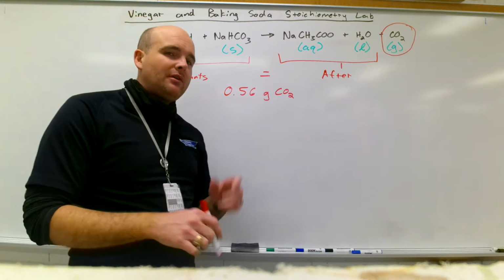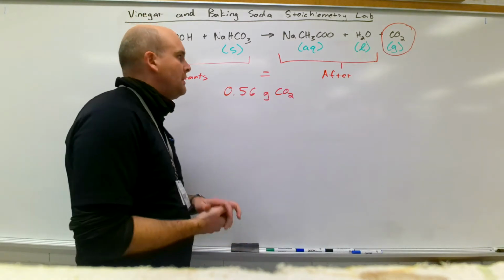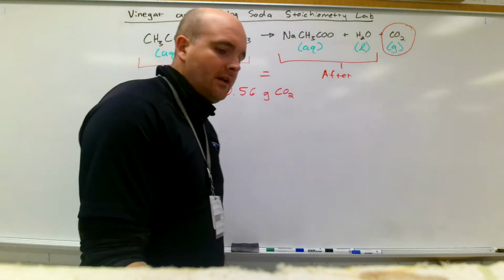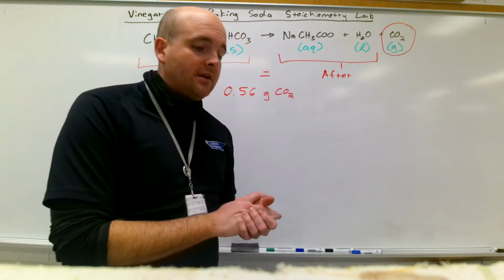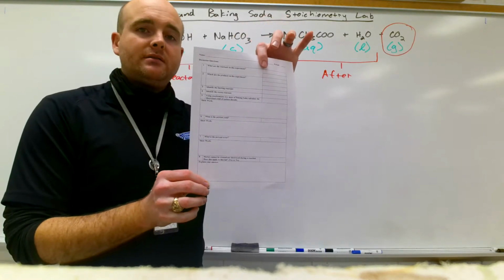Now let's see how close we were to what we should have gotten. Well, how do we know what we should have gotten? We can calculate that, and that's on the next page. If you look at the discussion questions, that would be these right here.